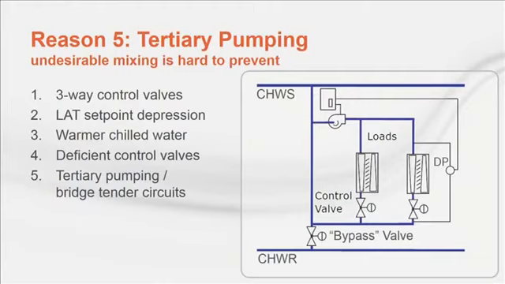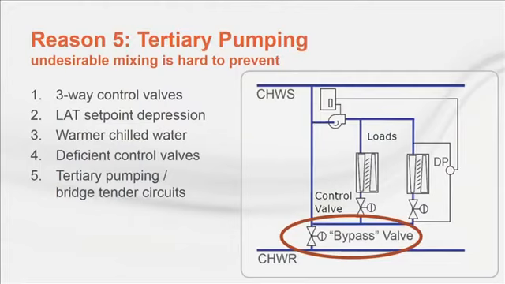Sometimes they are installed under the guise of increasing system delta T. Unfortunately, they often result in exactly the opposite and dramatically decrease system delta T. The problem lies in the presence of the bypass valve in the circuit. This diagram shows just one configuration of a bridge tender circuit. Depending on the designer, the bypass control valve may be configured several different ways.